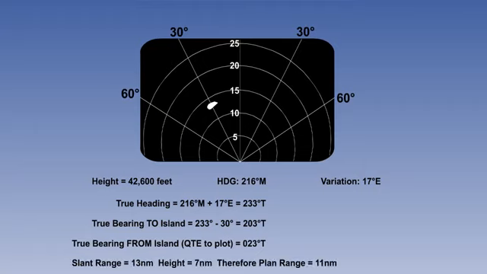The other calculation which can be made is to find ground distance to the feature using the Pythagoras theorem, namely that in a right-angled triangle, the square of the hypotenuse is equal to the sum of the squares of the other two sides.